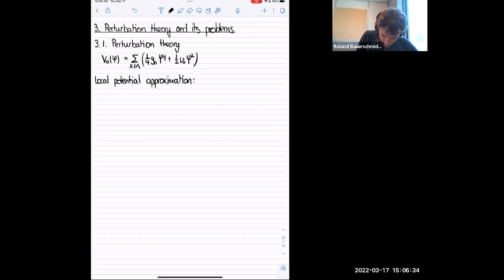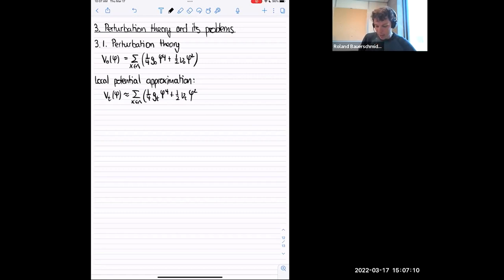So basically, the local potential approximation makes the ad hoc assumption that V_t of phi, the renormalized potential, has the same form as the original one, except that the parameters that appear in it are changed or renormalized. So we assume that the potential looks like the original one, except we're changing g naught to g_t and nu naught to nu_t.